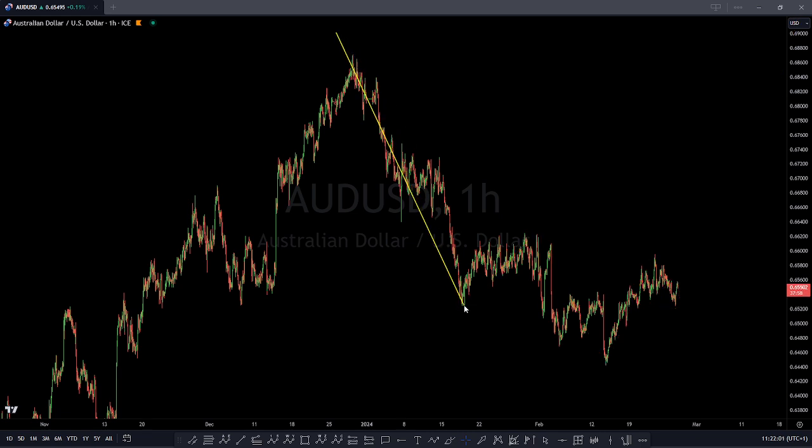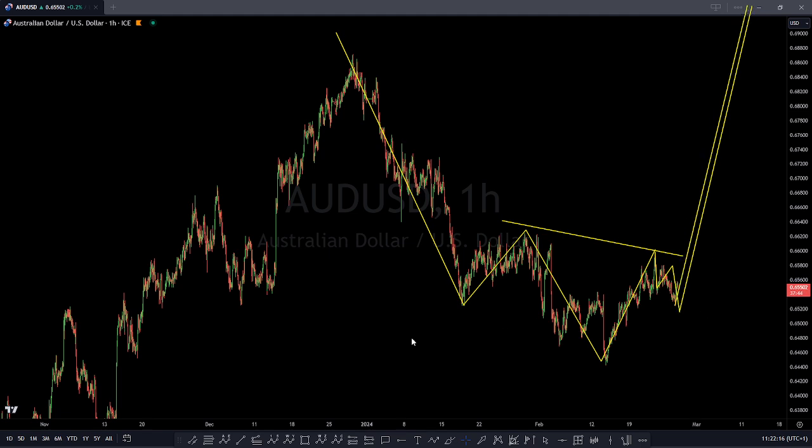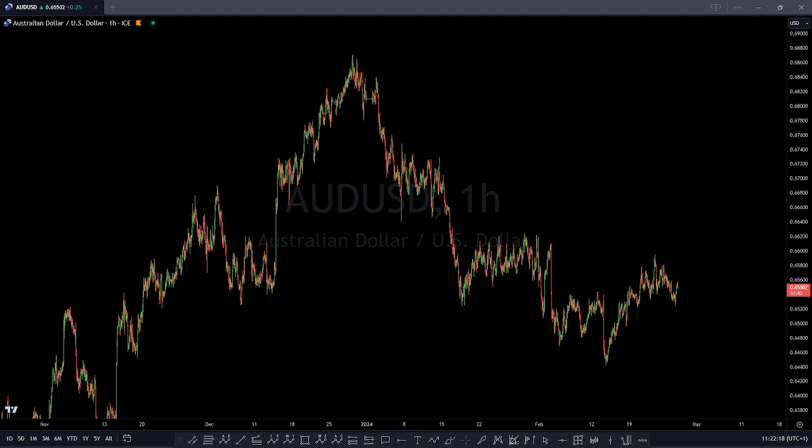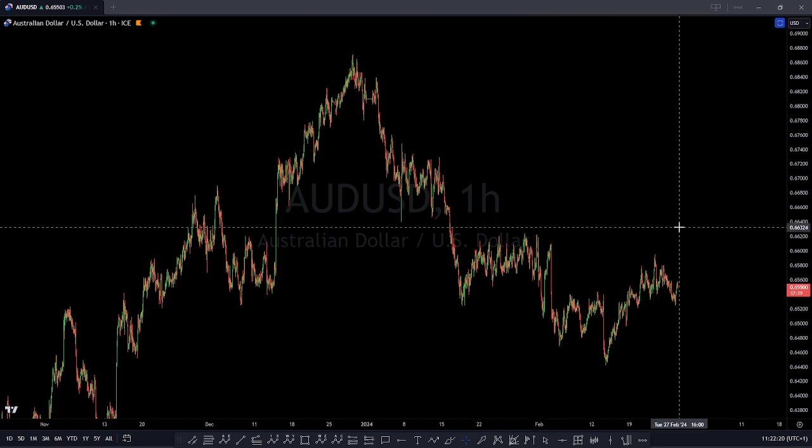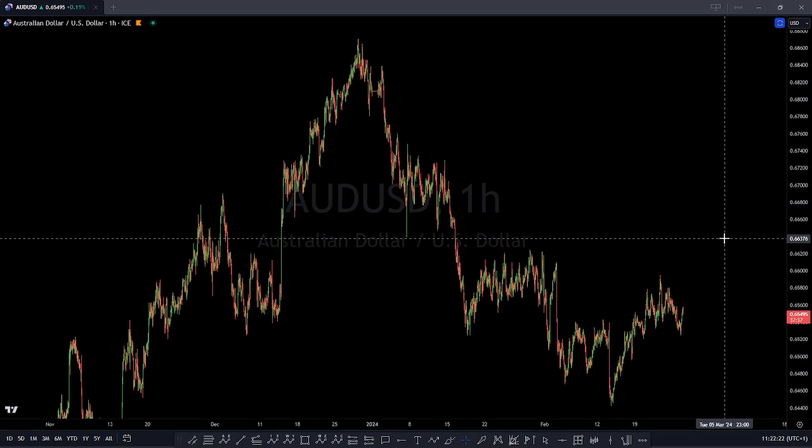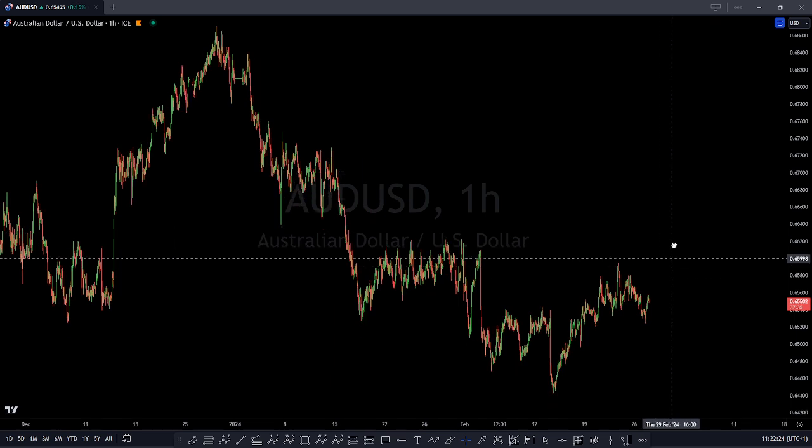So this could just be a shoulder here, a head here, and then this becomes a shoulder here, and then you make a move to the upside. They can never make it so obvious to us. So this could be a head and shoulders here, this being your neckline, and then it just makes this move to the upside. So this is just a supporting TA why your Australian US dollar has a high probability that it makes this move to the upside.